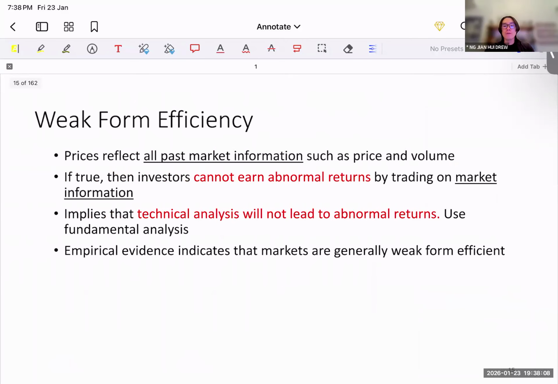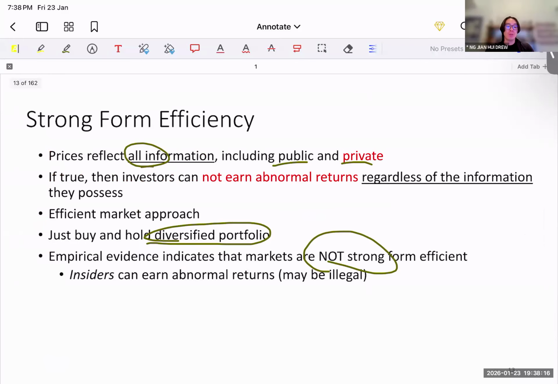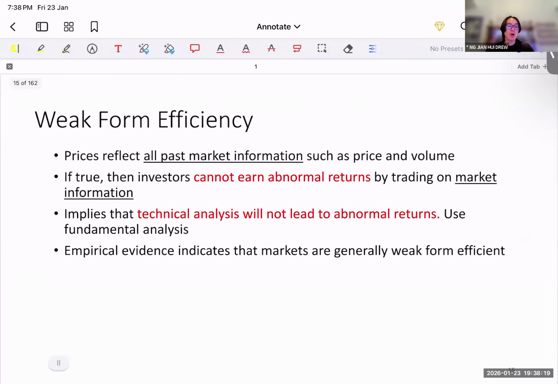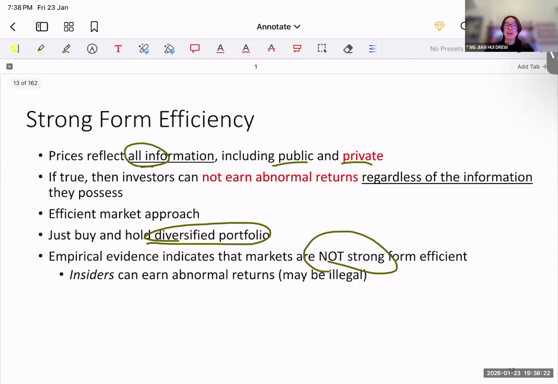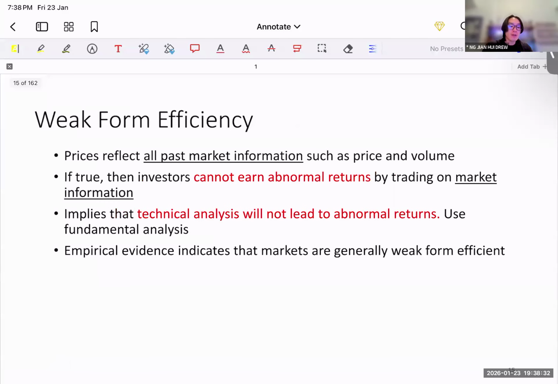Question. So the strong form cannot have abnormal returns, only the semi-strong or weak form, right? Because the strong form basically incorporates all the information, so there's no way to get abnormal returns. But in the semi-strong, if you do have private information, yes, you can. And for the weak form, if you do some kind of fundamental analysis, you might be able to find some mispriced stock or undervalued stock, and then you can gain some abnormal returns.